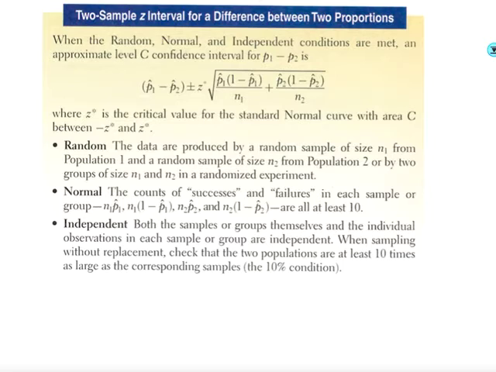For normal, the counts of successes and failures in each sample or group would be N1 times P hat 1, N1 times 1 minus P hat 1, N2 times P hat 2, and N2 times 1 minus P hat 2, and they're all at least 10. Independent: both the samples or groups themselves and the individual observations in each sample or group are independent. When sampling without replacement, check that the two populations are at least 10 times as large as the corresponding samples, and that would be what we call the 10% condition.